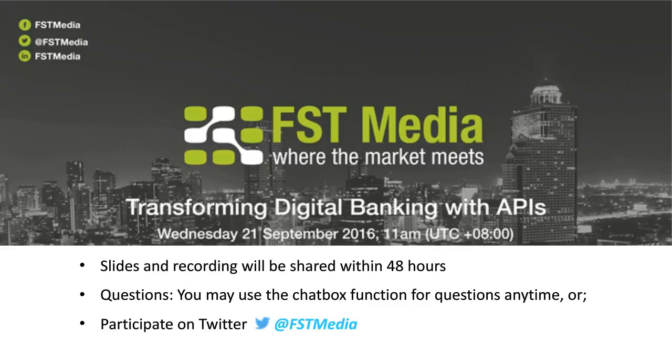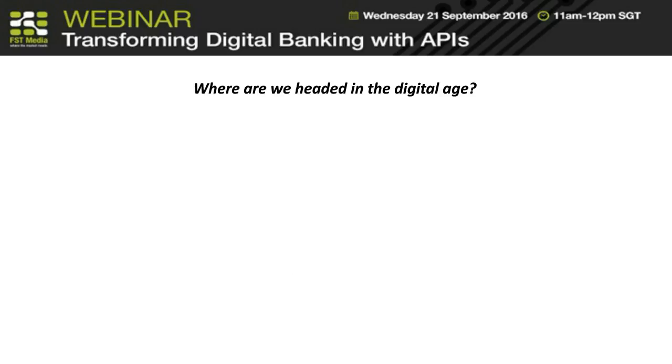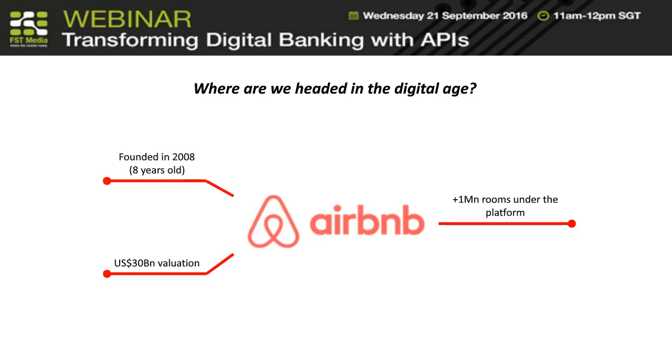And so basically, we'll be starting with just a general context in terms of where we are headed towards the digital age. Obviously the focus here would be banking, but if you can just look at where the trend is when it comes to customer adoption in digital, we can use something outside of banking for now, which is basically the Airbnb model. So if you look at Airbnb, it was 8 years old, but in that 8 years, they currently have a valuation of 30 billion and over 1 million rooms under their platform.